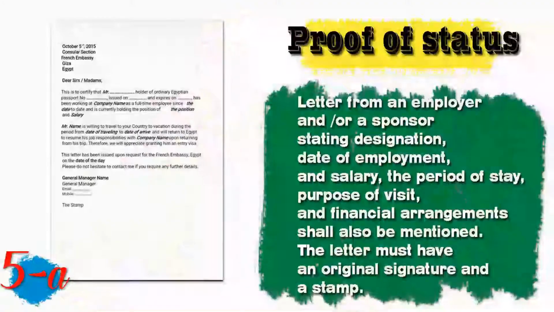Number 5, you will need a proof of status. For the proof of status, it varies. If you are an employee or work in a company, you will need a letter from an employer or HR office or your sponsor stating designation, the date of employment, the salary, the period of stay, and purpose of visit, and financial arrangements shall also be mentioned. The letter must have an original signature and a stamp.